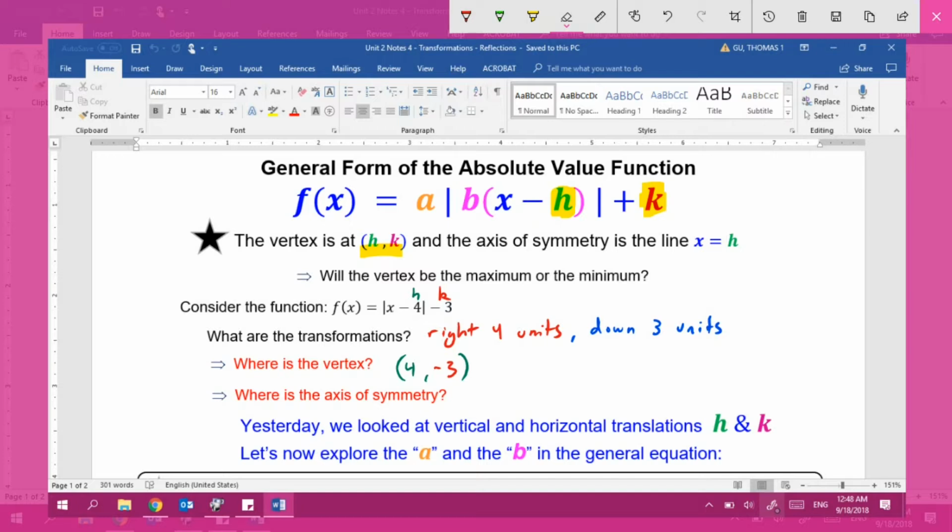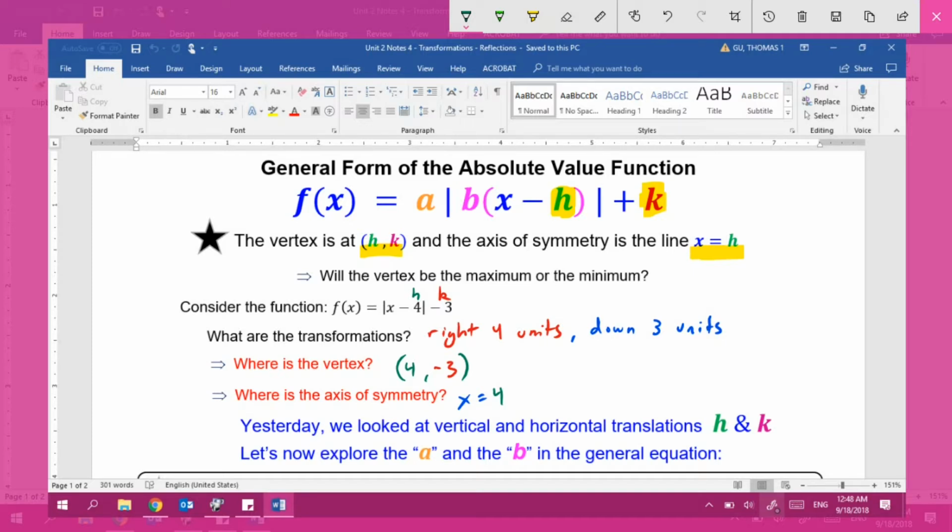All right, now where is the axis of symmetry? You can see on the notes up here, the axis of symmetry is the line x equals h. We already said that h is going to be 4. So that means my axis of symmetry is going to be x equals 4. And there it is. Wow. So looking at our general form of the absolute value function equation, then we can find the vertex and the axis of symmetry. All right, so remember, yesterday we looked at vertical and horizontal translations. H and K, remember H and K, those two letters change our function vertically and horizontally.